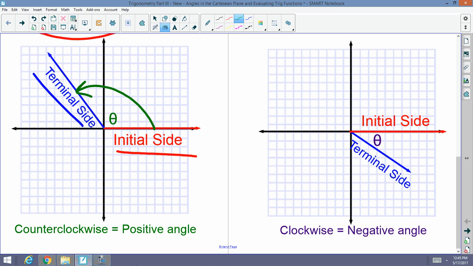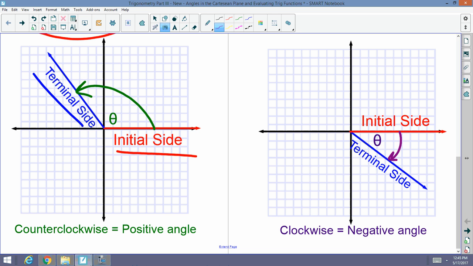When an angle is going counterclockwise, it's positive. Now, when an angle goes clockwise, when it's going down, you have a negative angle. This negative angle works the same way. The only thing that happened here is that it was at the initial side, but this time it went down. So when it goes clockwise, that's going to be a negative angle. When it goes counterclockwise, it's going to be a positive angle. And that's the way angles are formed.